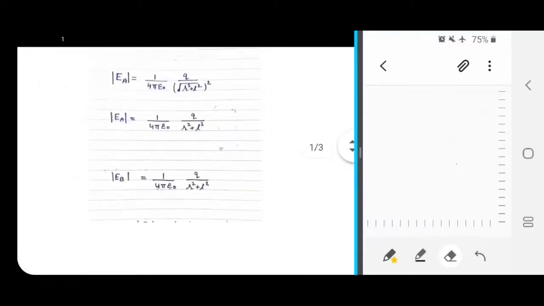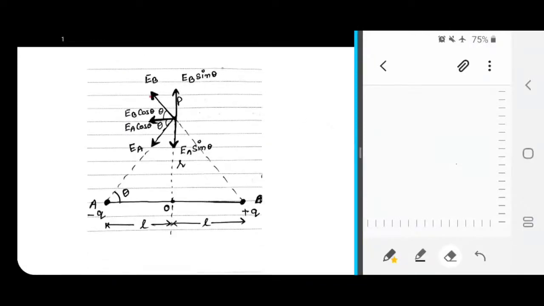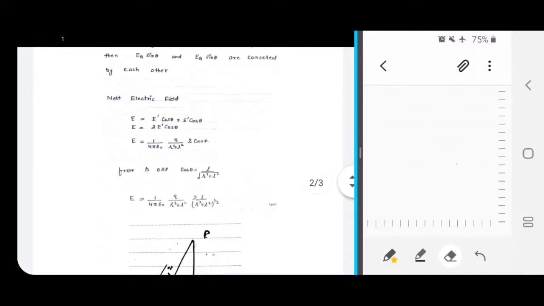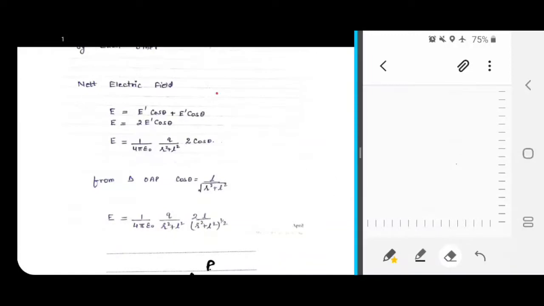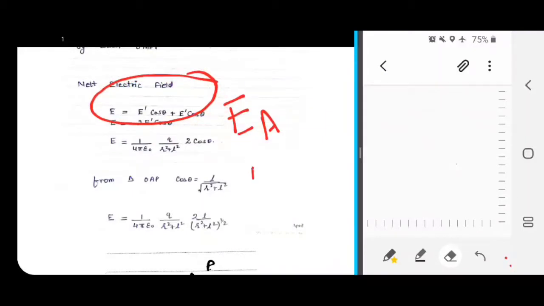So the net electric field due to the dipole at P is due to both components, EA cos theta and EB cos theta. So the resultant electric field at point P due to the dipole is E equals EA cos theta plus EB cos theta. As we know, we considered that EA and EB are equal, which we take as E dash.